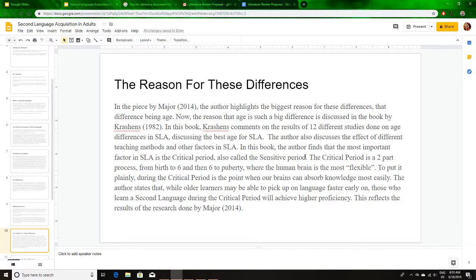And in this book, he points out that the most important factor in SLA is the critical period, also called the sensitive period. The critical period, for those of you that don't know, is a two-part process from birth to age 6 and then 6 to puberty, where the human brain is considered the most flexible, or malleable. It's the point where our brains can absorb the most knowledge. Krashen states that while older learners may be able to pick up on language faster early on, those who learn a second language during that critical period will achieve higher proficiency. And this is reflected in the results done by Major, as well as in my own work.